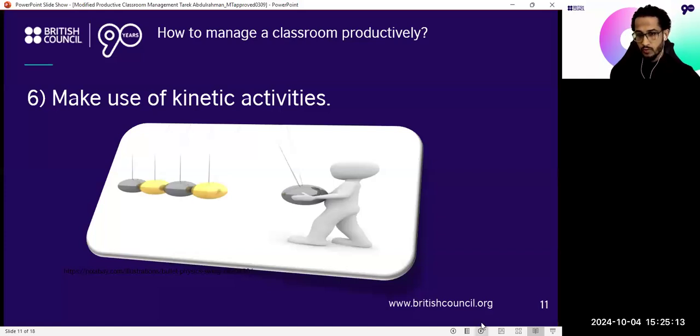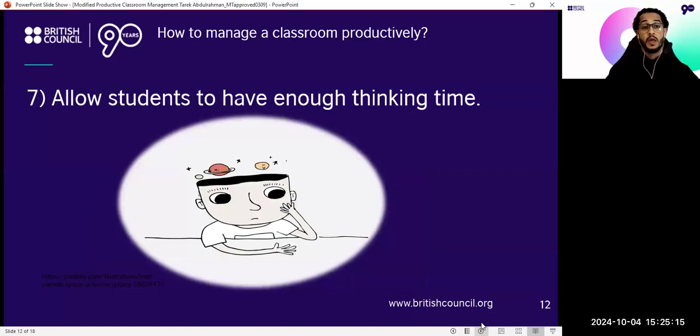Okay, it's really difficult. Allow students to have enough thinking time. When you give any task or any question and you're expecting an answer from the students, you will find, for example, two or three students ready to answer. What do you think? You should pick a student at once or you should wait for some time? Yes, actually, we should wait.